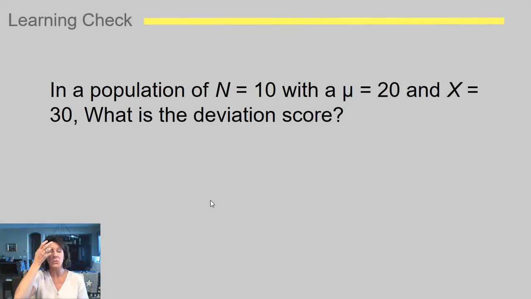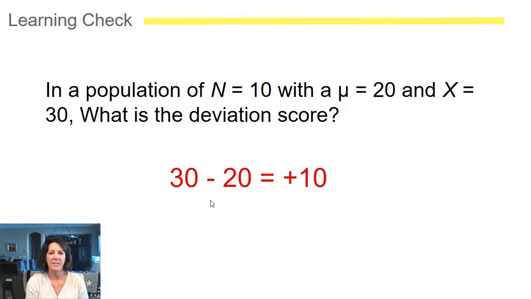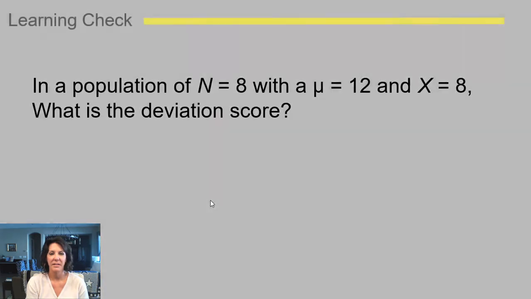Okay, let's do some learning checks real quick. In a population of n of 10 with a mean of 20 and an x-score of 30, what is the deviation score? Now, how do we do deviation scores? Think about that. We take the score of 30, we minus the mean, and we end up with a deviation score of a positive 10. Now, deviation scores can be positive or negative. Once we square them, we get rid of that. But the deviations themselves can be positive or negative, because some scores are above the mean and some scores are below the mean.